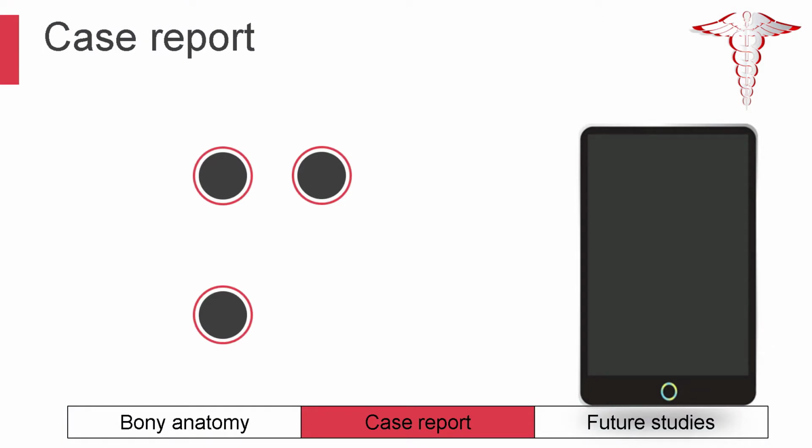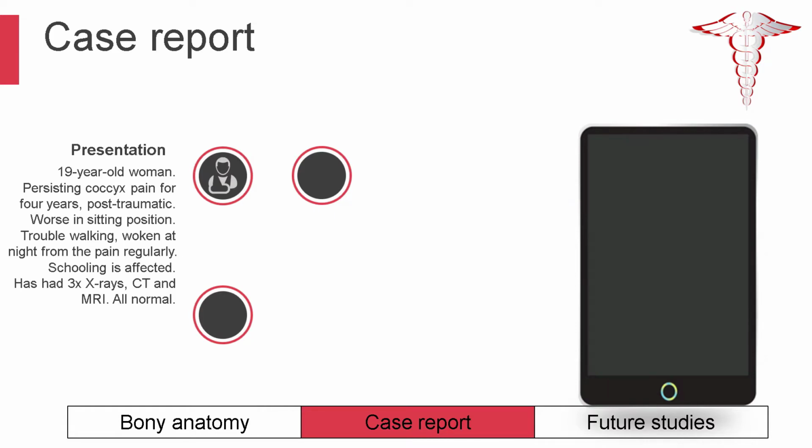And here I have a case report. Right, so a patient comes in, 19 years old. She's had persistent coccyx pain for 4 years, and it was traumatic. Someone kicked her in the back. I don't know why, but someone kicked her in the back. The pain was while sitting. She has trouble walking, and she wakes up at night from the pain regularly. And this is affecting her school.